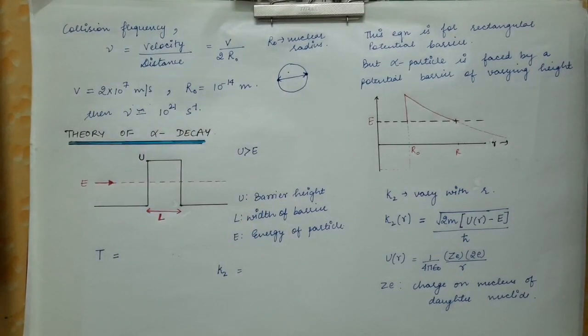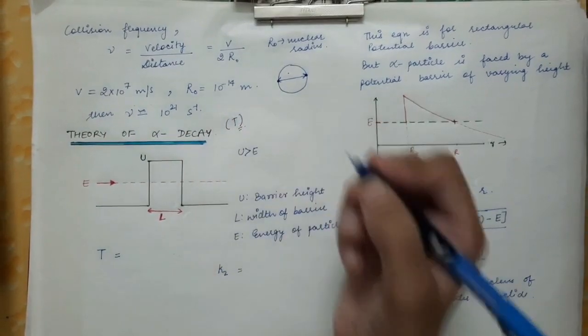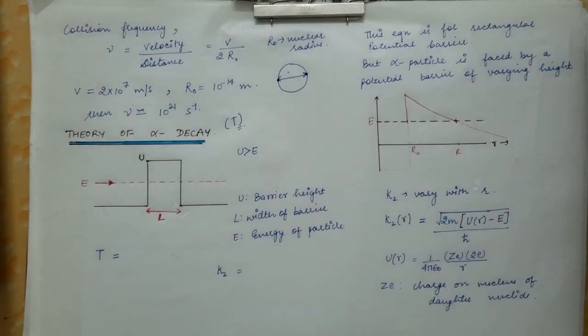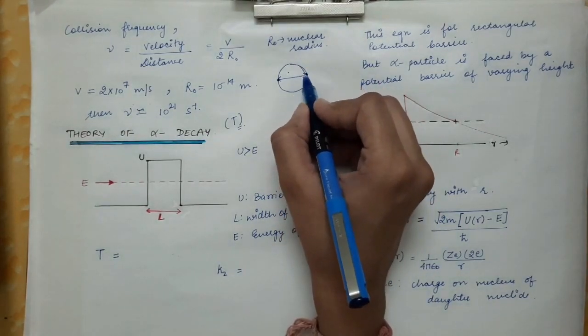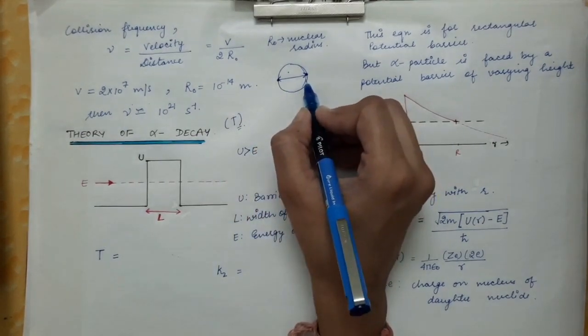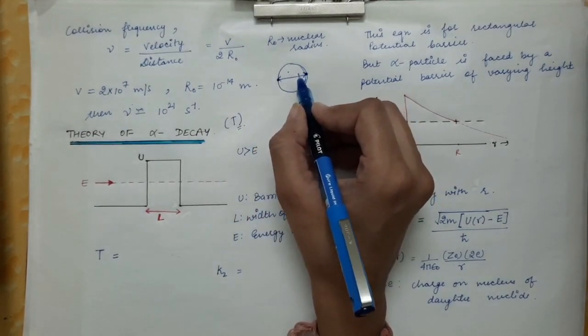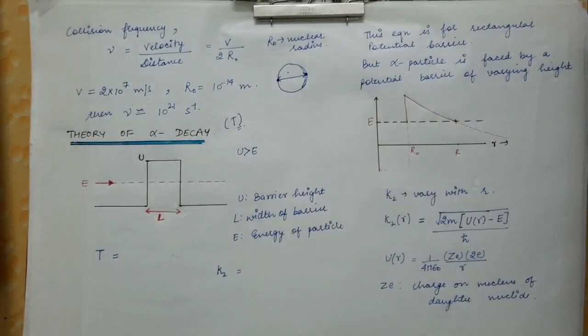Now we are going to see the Gamow theory of alpha decay. We will be finding the expression of the transmission probability. Transmission probability is the probability for the alpha particle to escape the Coulomb barrier, the potential barrier at the surface. So it gives us the probability for the alpha particle to escape from the nucleus. We will find the expression of the transmission probability using quantum mechanics.